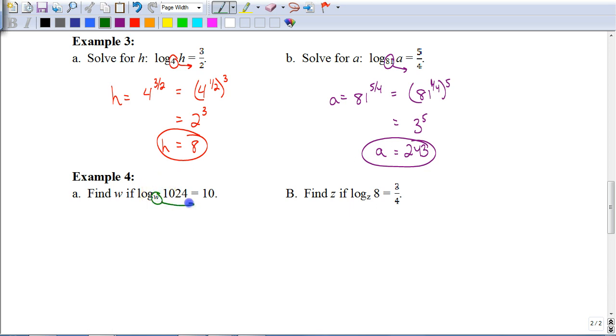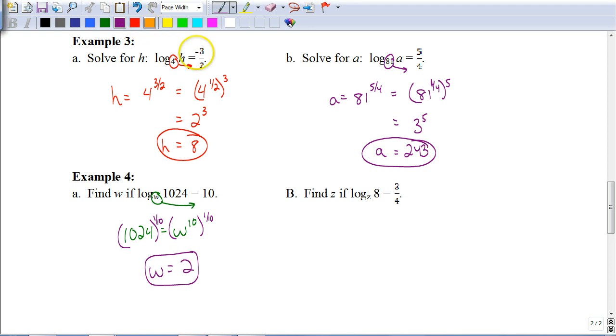So I'm going to take my base, which is w, drag it over, so now I have 1024 equals w to the 10th power. Now this also we learned about back in chapter 7, and that's to solve for w, I'm going to take the 10th root of each side, or you might think of it as the 1/10th power. Either way is fine. If you take the 10th root of 1024 or take 1024 to the 1/10th power, you get the same answer, which is going to be 2. So you'd have w would equal 2 in this case.